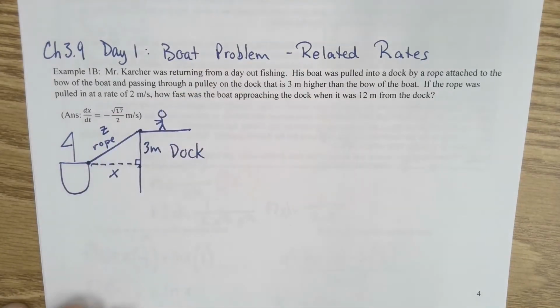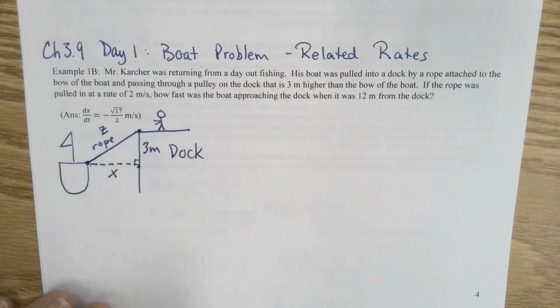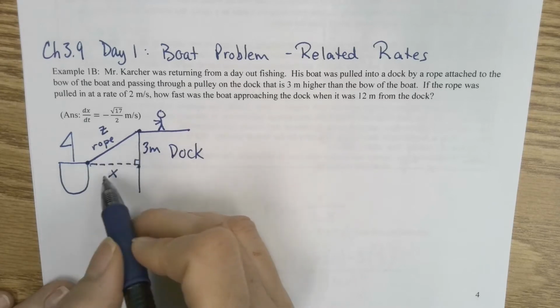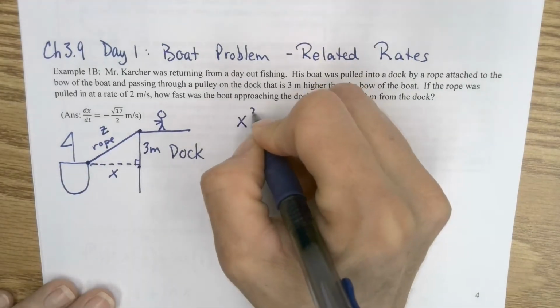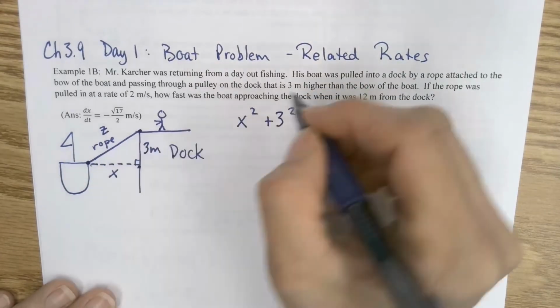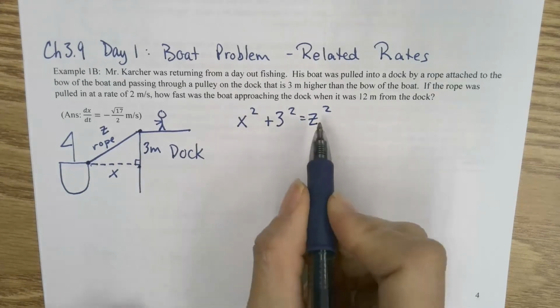So we know our first goal is to draw a diagram. And then let's see if we can come up with an equation to use to relate something on the diagram. Well, we've got 3 sides of a right triangle. That is our good old friend Pythagorean theorem. So x squared plus 3 squared equals z squared. And I've got lots of information to identify, but I like to right away go ahead and differentiate this.